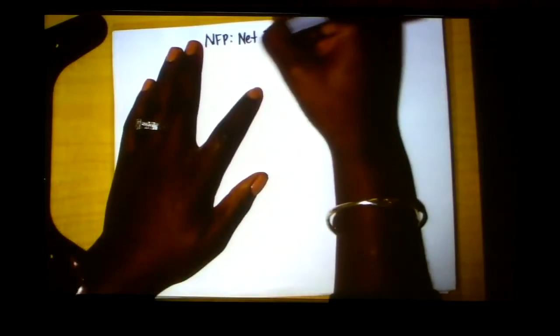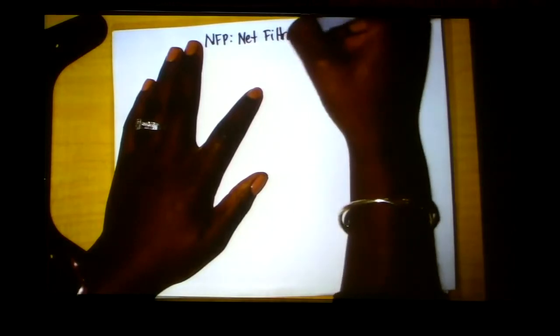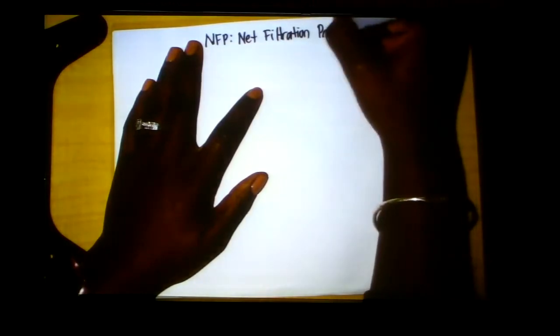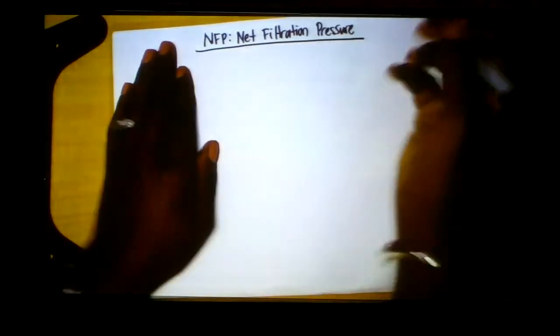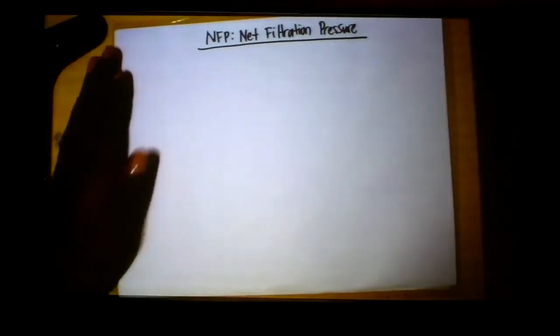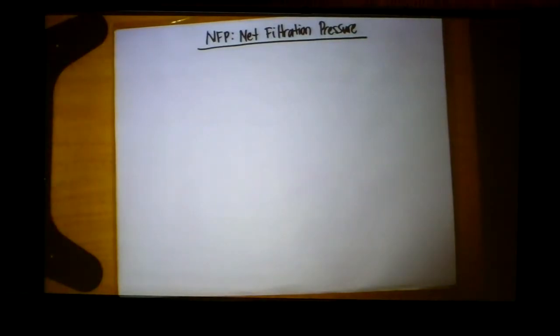Okay, so we're going to put all four of our forces together and calculate the net filtration pressure, sometimes called the NFP. And this is actually going to prove to us that what we said was correct: that filtration does indeed take place at the arterial end and absorption does indeed take place on the venous end.